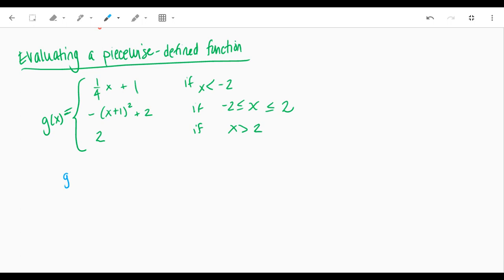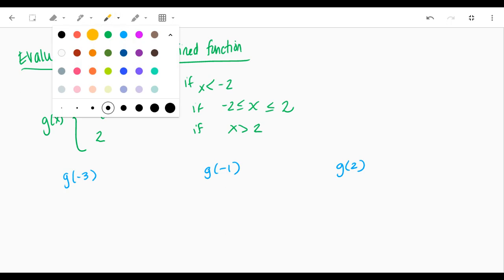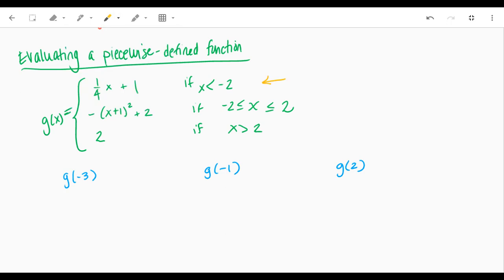So we want to find g of -3, g of -1, and g of 2. Okay. Well, if we do g of -3, then we're on this piece where x is less than -2. Okay, so g of -3 will be 1/4 times -3 plus 1. So we'll have -3/4 plus 1, which is -3/4 plus 4/4, so 1/4. Okay, there's your g of -3.